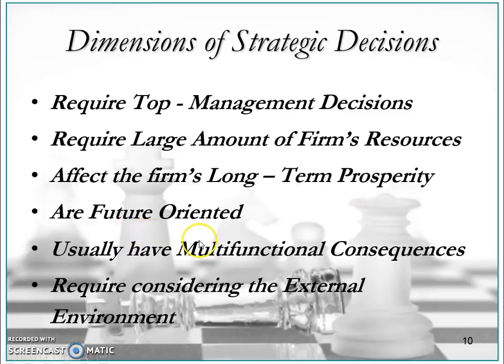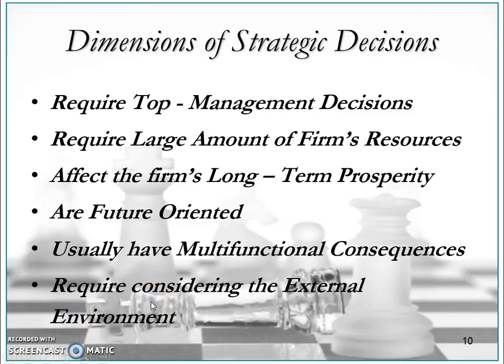They're always future oriented, since it's a type of plan which is always meant for the future, and usually has a multifunctional consequence. Now, whenever we are taking a decision at the corporate level, it is going to affect each and every business level as well. And again, while transforming any of those corporate or business level decisions at the operational level, we need to look at all the functional areas of the organization, which basically makes this strategic decision a multifunctional decision. And certainly it requires considering the external environment of the organization.